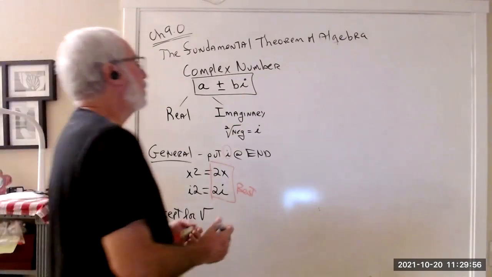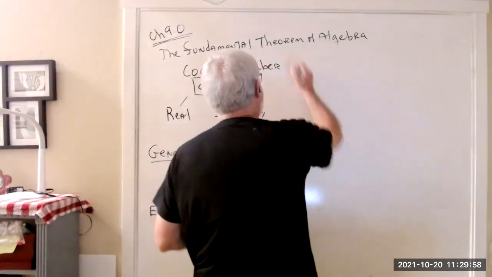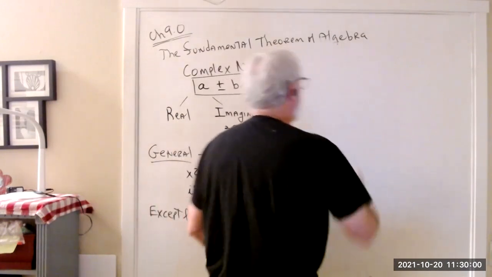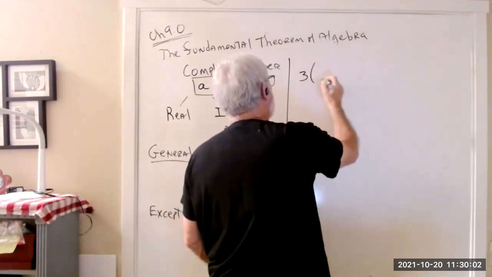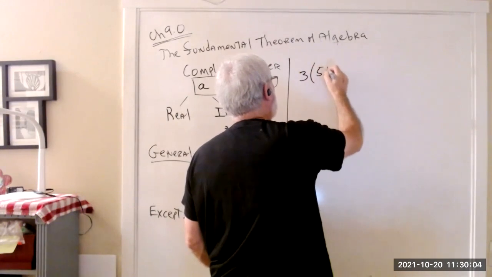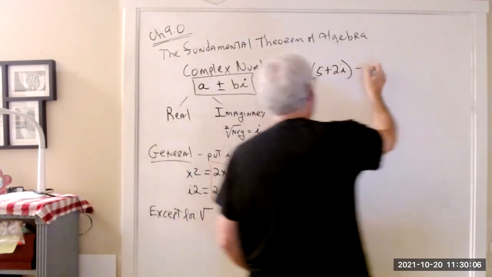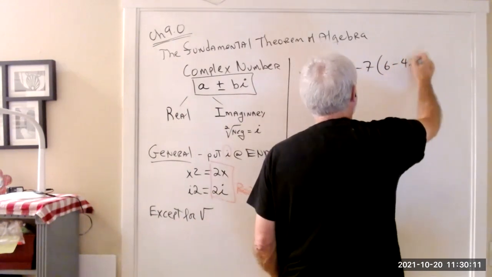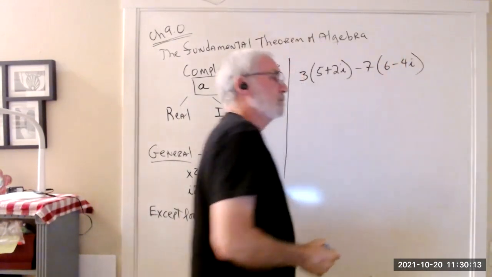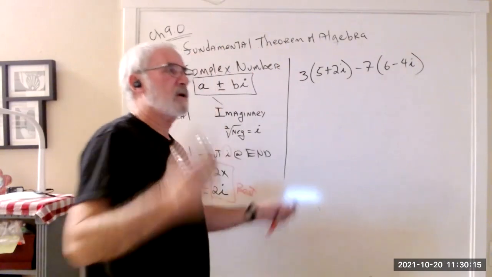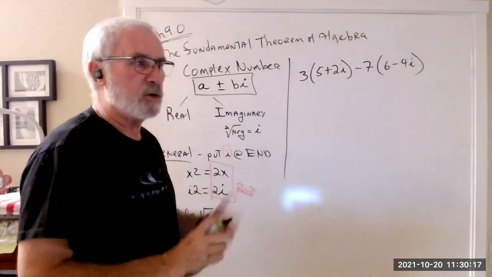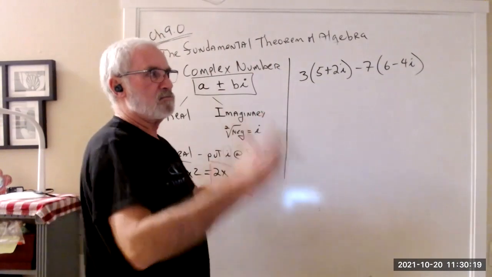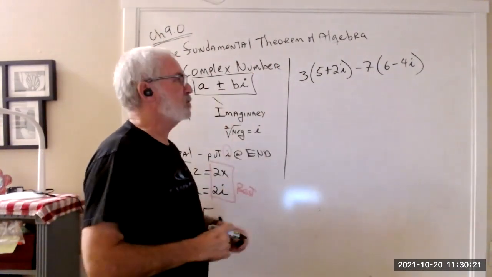Okay. Well, with all of this, we can ask all kinds of fun questions. 3 parentheses 5 plus 2i minus 7 parentheses 6 minus 4i. Okay, this is called complex arithmetic. You're going to add or subtract the two numbers together.